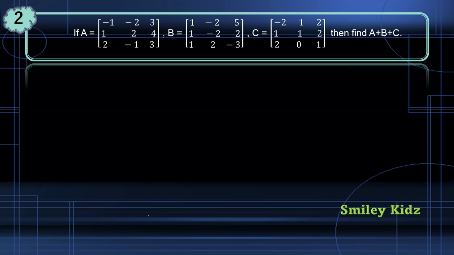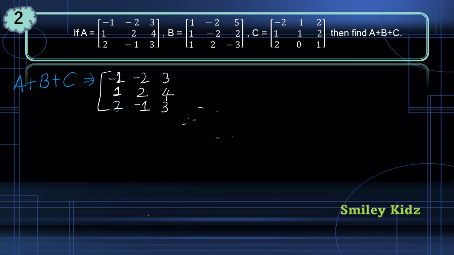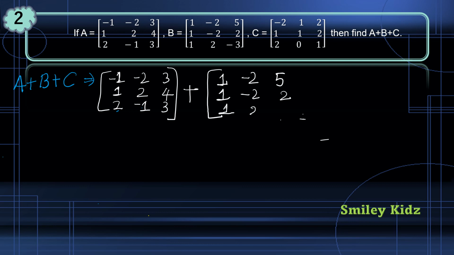Let's begin. So here A plus B plus C will be equal to, let me enter the matrices over here, minus 1, minus 2, 3, 1, 2, 4, 2, minus 1, 3, plus, since we are adding the matrices, alright. Then B, we have 1, minus 2, 5, 1, minus 2, 2, 1, 2, minus 3. Make sure you enter the right values, alright.